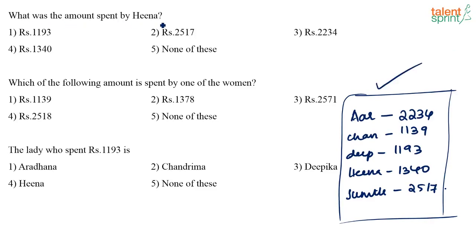What was the amount spent by Hina? 1340 is the amount spent by Hina. Which of the following is the amount spent by one of the women? If you look at 1378, is that an amount spent by one of the women? No. 2571, no. 1139, yes. 2518, no. So the correct answer is 1139. 1139 is the amount spent by Chandrima. Who is the lady who spent 1193? Deepika, the third option.